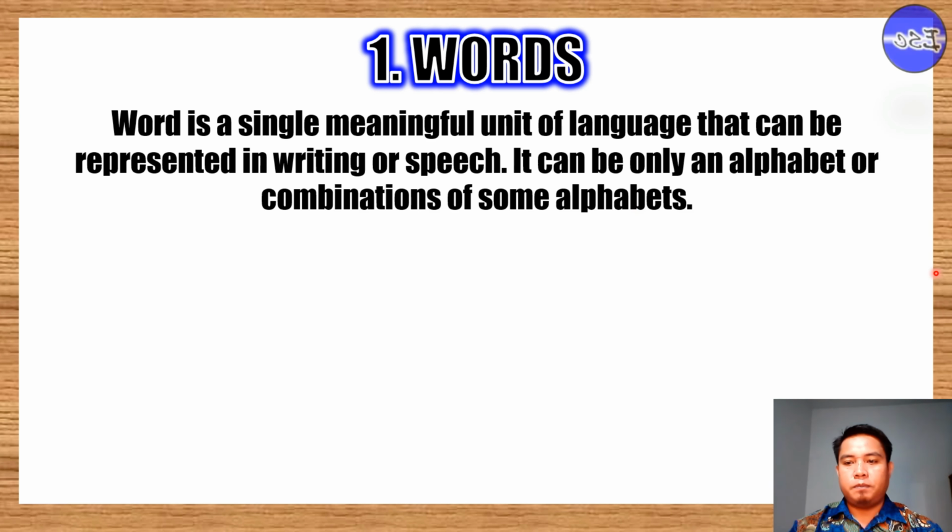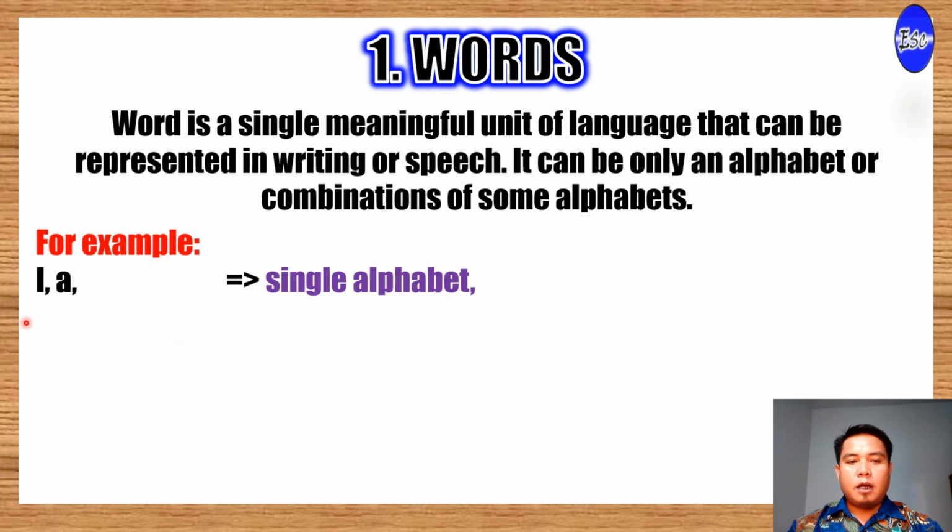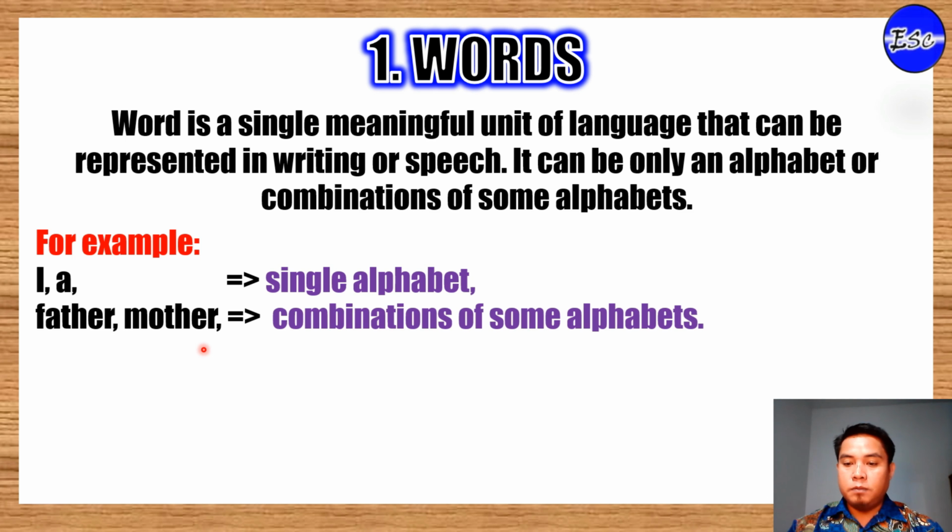See this example. I and A. I has meaning. It means I when I say I. A means one. As you see, they are only single alphabets. While father and mother are combinations of some alphabets and they also have meaning. And I do believe you get the meaning, right?